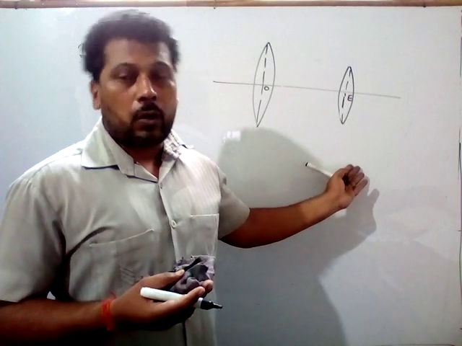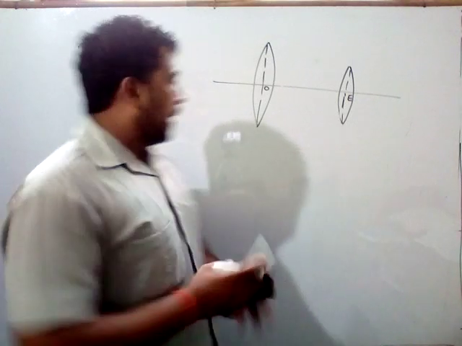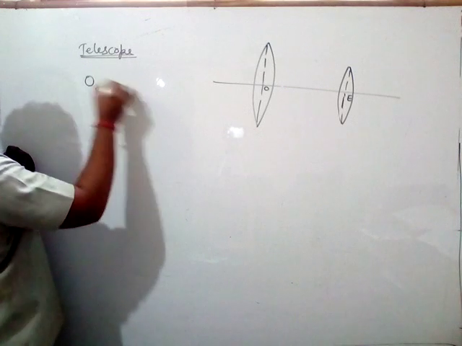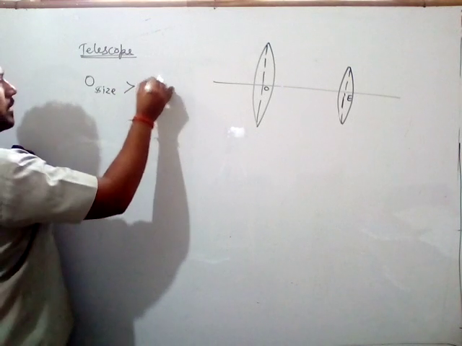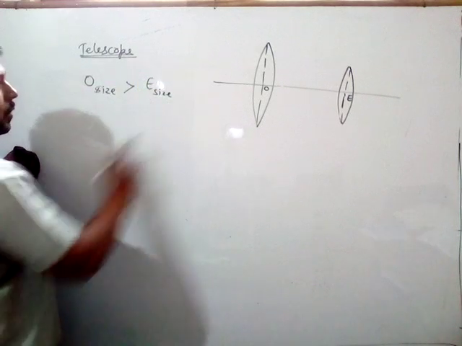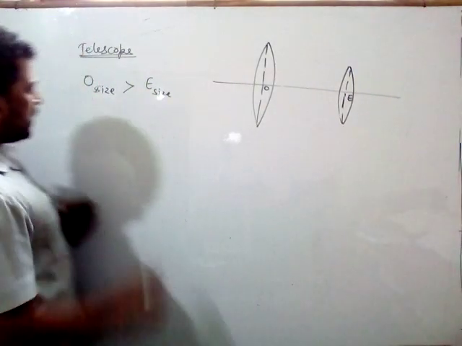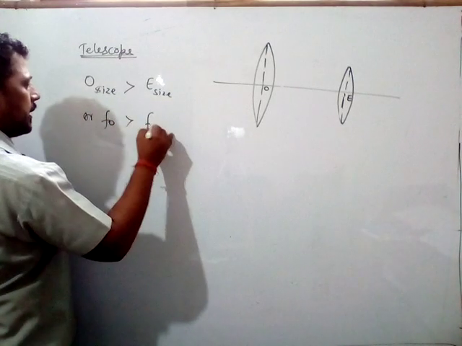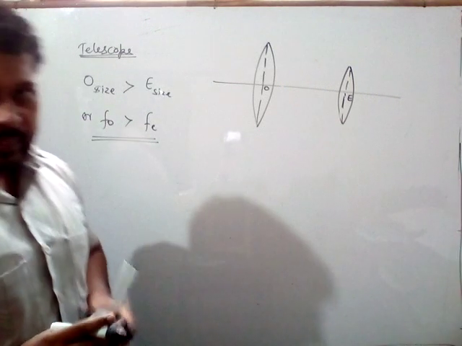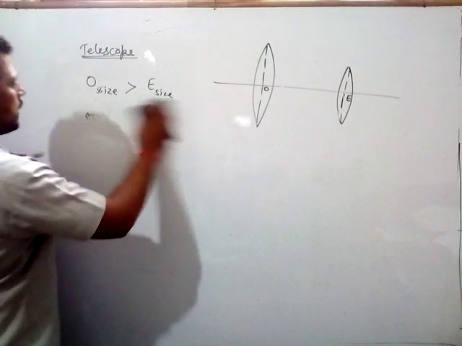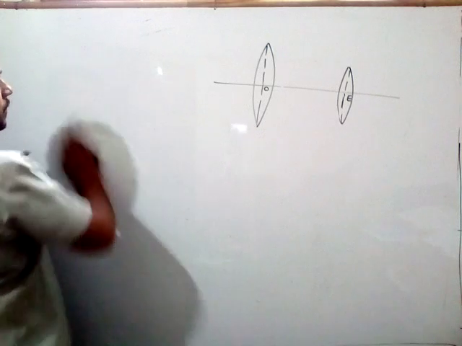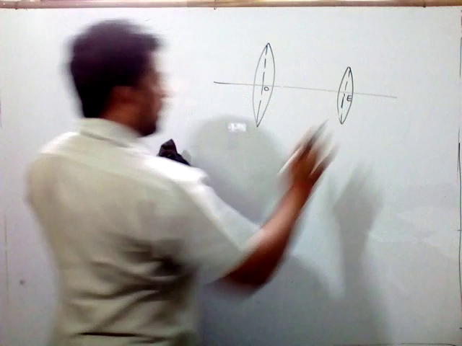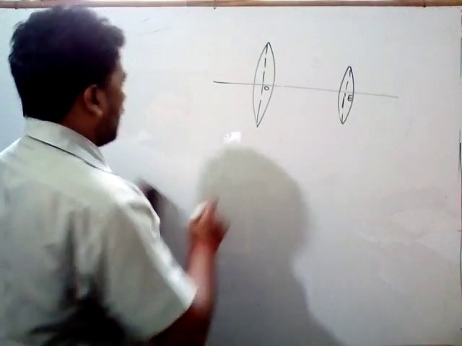A telescope is also a combination of two convex lenses in which the size of the objective lens is greater than the size of the eyepiece lens. O is the objective lens and E is the eyepiece lens, or simply we can say that the focal length of the objective lens is greater than the focal length of the eyepiece lens. So these are the specific conditions for the telescope, and here two convex lenses are maintained in a single tube like this.